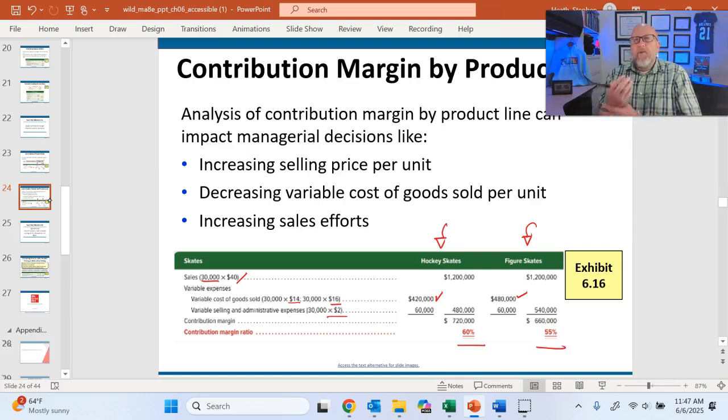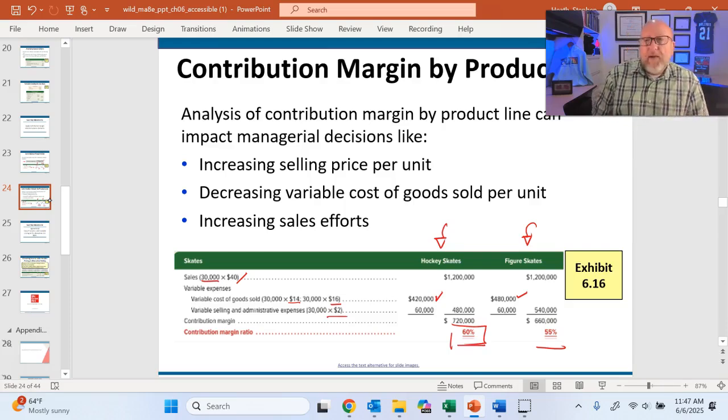And now if I want to think about ways where I would increase the operating success for figure skates, maybe I would increase the sale price. The higher the sale price, the higher the contribution margin. Maybe I would think about lowering the variable cost of goods sold for figure skates, right? So I could increase the sale price and I could try to lower the cost. Those things would hopefully offset each other to the point where I achieve a 60% contribution margin for figure skates as well as hockey skates.